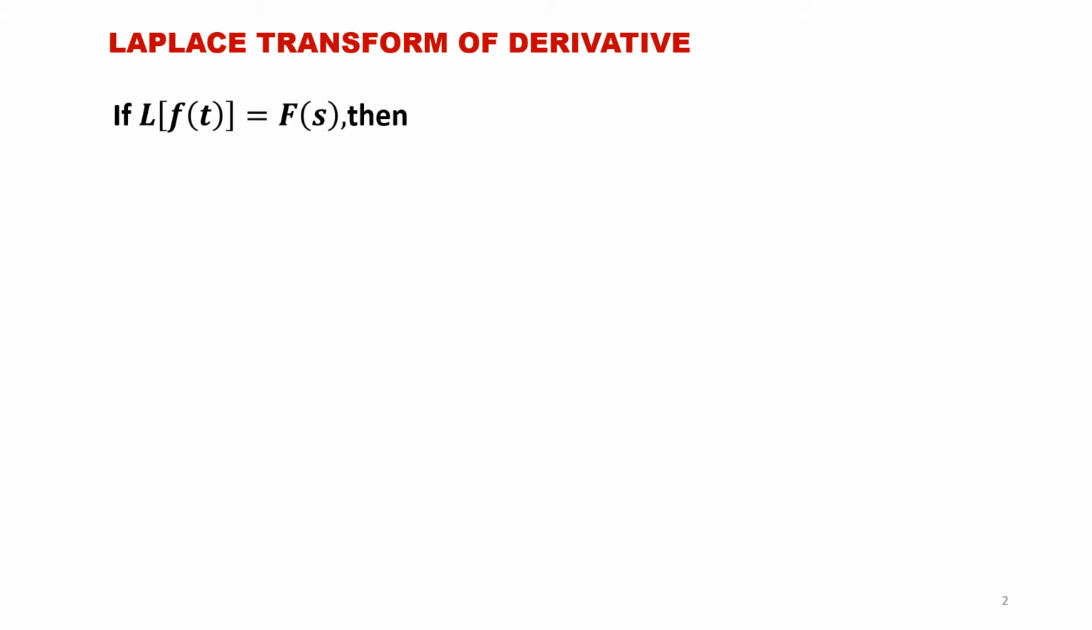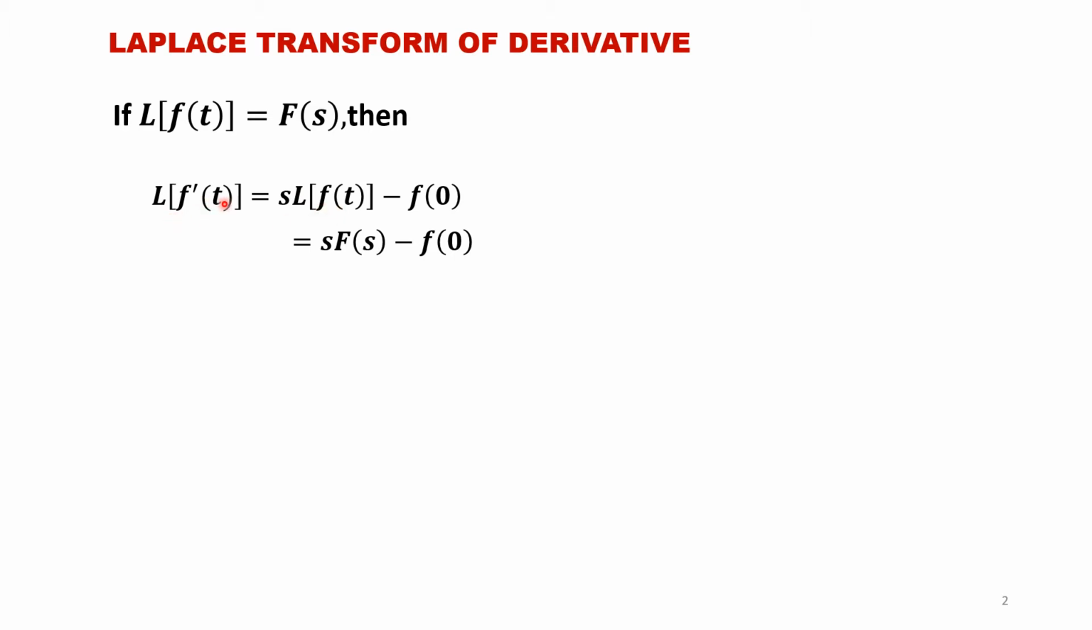So if L of f of t is F of s, then L of f dash of t is defined as s into L of f of t minus f of 0. So always the first term is L of f of t and the second term is f of 0, and then it goes on extending. Suppose you are having f dash of t, the first term will be s into L of f of t. When we have L of f double dash of t, then we will have the first term as s square L of f of t.